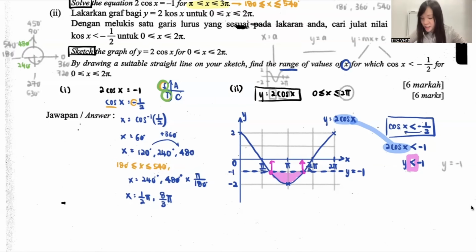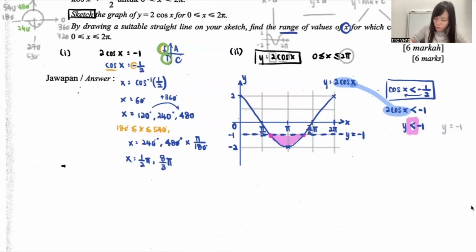Don't guess, my dear. So this one cannot guess, right? You need to sketch this out, because they say by drawing a suitable straight line, you need to draw the straight line out. So you want to get the value out. Do you realize you just want to find these two pink color spots? And these two pink color spots are the intersection points of the underwear shape and the straight line.